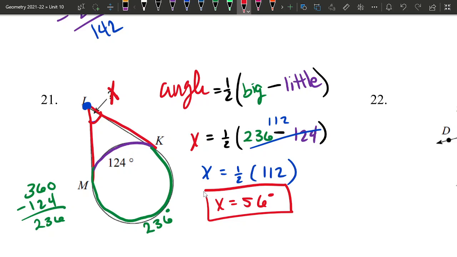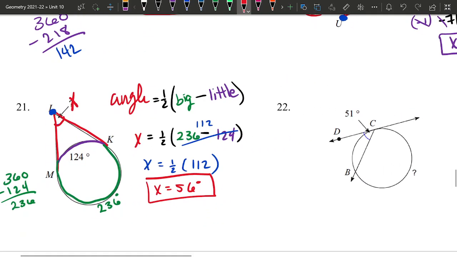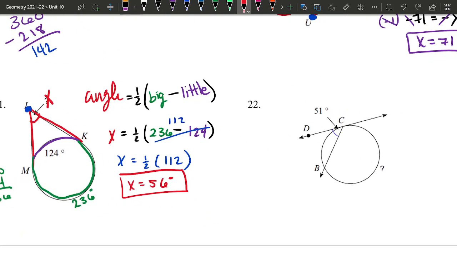And then on number 22, again, you look at the placement of the vertex of the angle. So identify where is the angle. Right there, the angle is 51 degrees. And the vertex of the angle is sitting on the circle. If it's on the circle, it's an inscribed angle. An inscribed angle is equal to half of the arc.